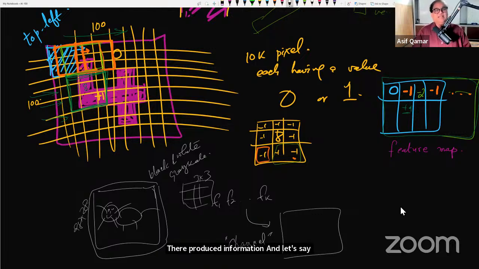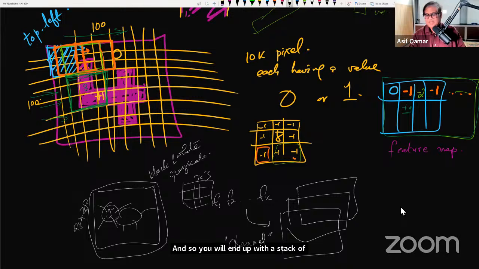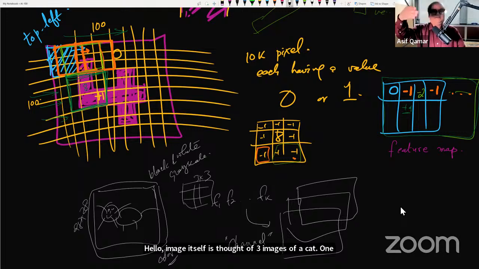One channel is looking for edges, right? One is looking for horizontal lines, one is looking for vertical lines, as an illustration. Are we together? And so you will end up with a stack of channels. And why the word channels? It comes from image processing, because in reality, if it was a color image, you can think of it as itself being 3 images of a cat. One with a red filter, one with a blue filter, one with a green filter. And now you see why the word filter is so natural to CNNs.